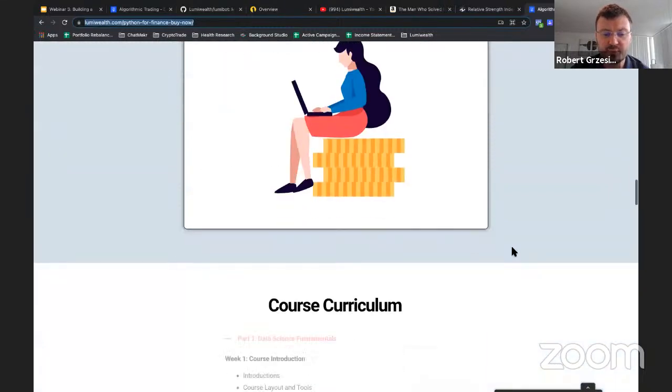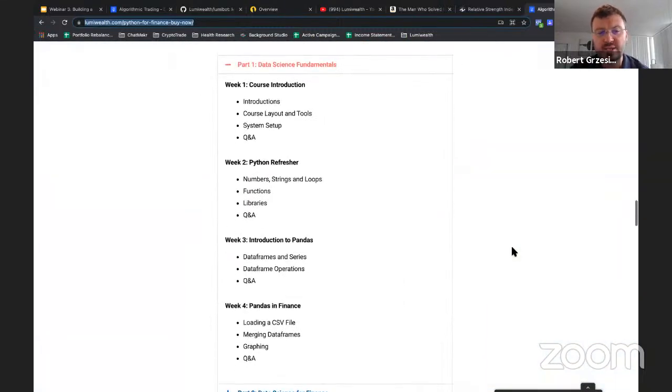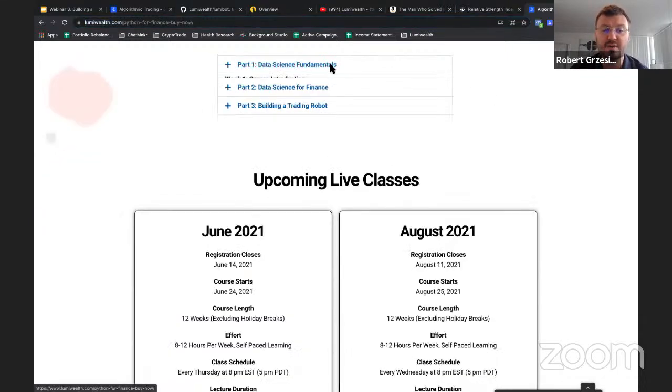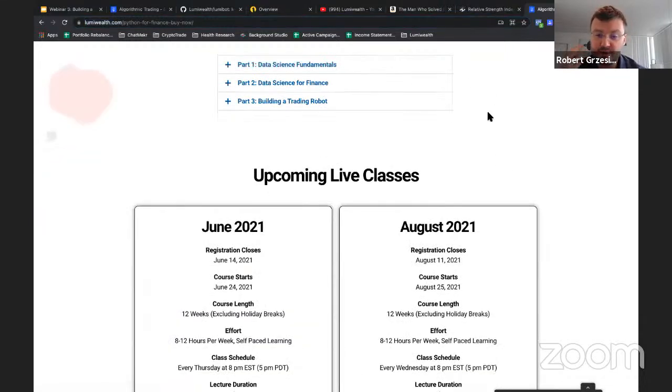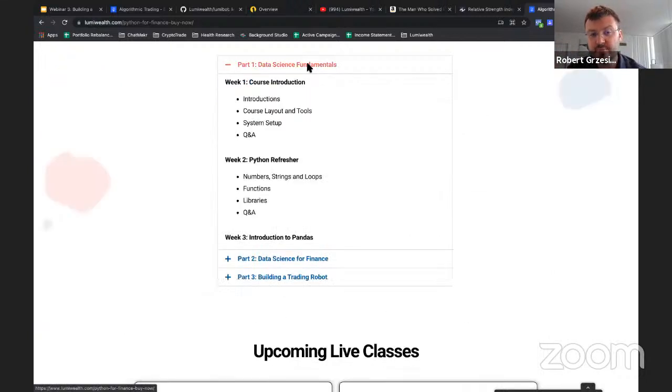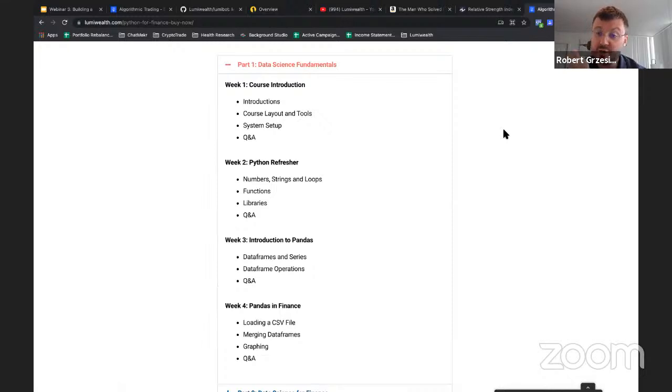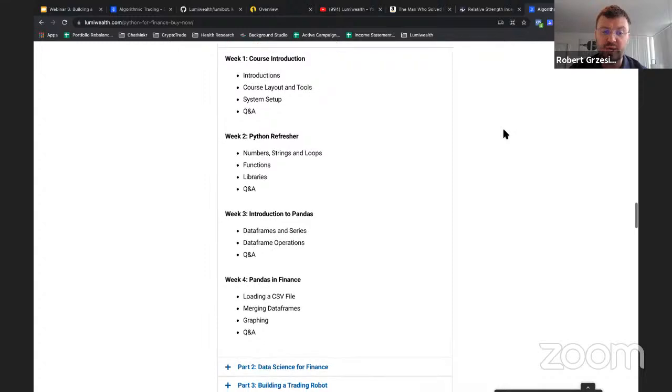Okay, so here's some more stuff about the course. And then I think you guys are probably very interested in the course curriculum, right? So this is how the course is organized. It's organized into 3 parts, okay? The first part is getting your fundamentals down, right? So it's teaching you how to code. We'll teach you from scratch. Even if you don't know how to code, we'll teach you Python. We also give you supplementary materials as well.